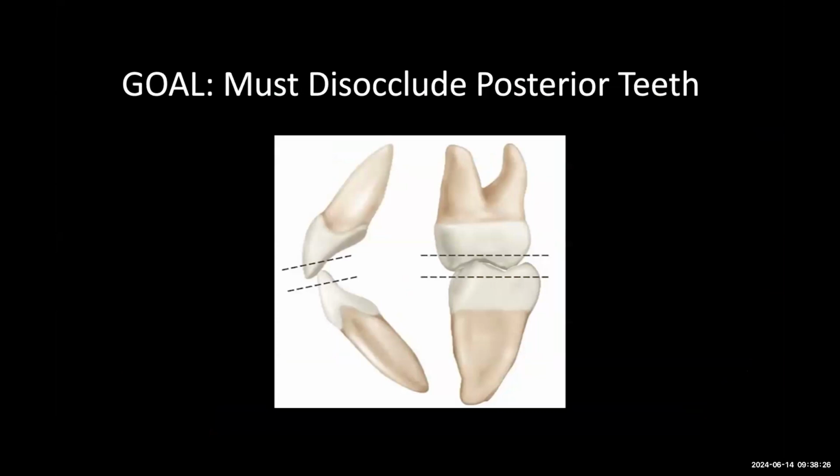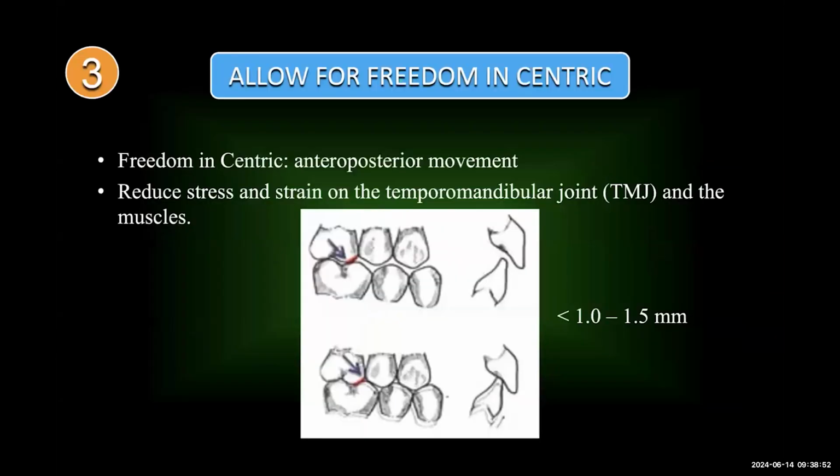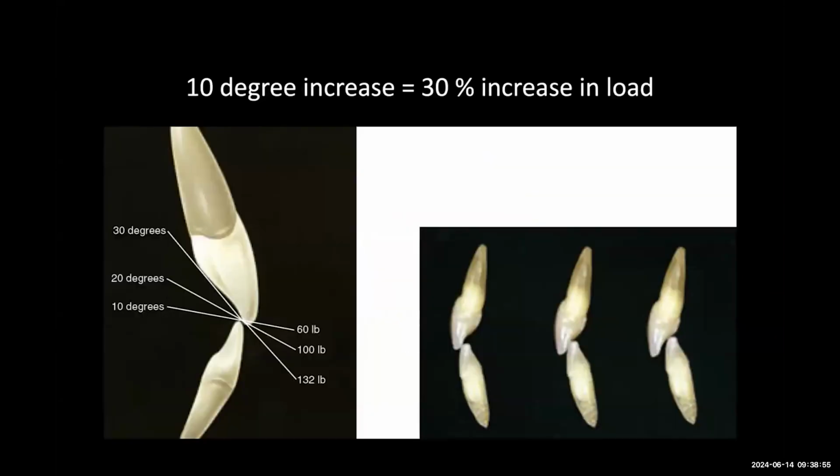So what happens if you don't disclude? Now we have eccentric contacts, which is this image. With the maxillary teeth, when you come into protrusive, the anterior mandible is coming forward and the posterior teeth are not discluding. Therefore, you're increasing muscle activity and those eccentric contacts, which are very bad for our prosthesis and for the bone around it. Here's the study: a 10-degree increase equals a 30% increase in load. So every time the angle increases by 10 degrees, it increases the load by 30%.